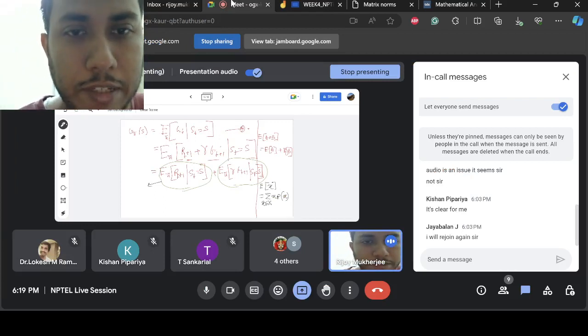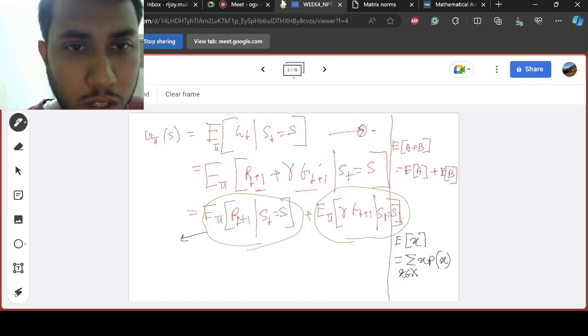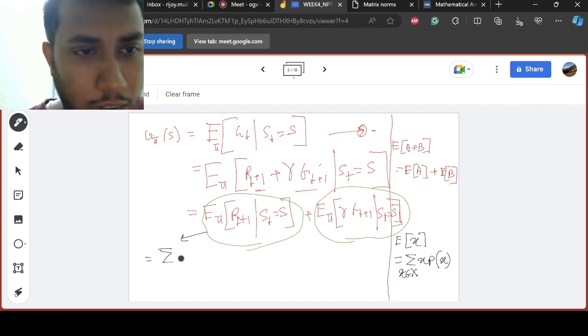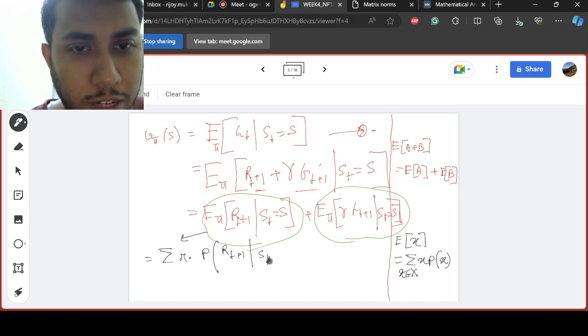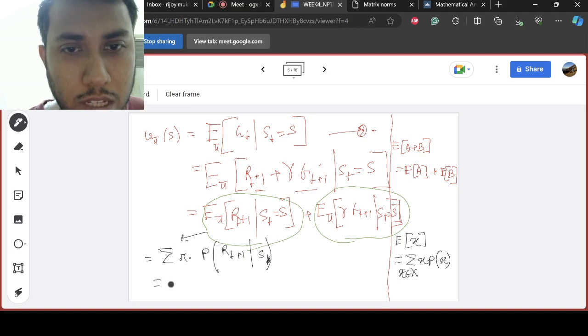Similarly, we will do the same here. So this can be written as the expectation of this term, that is the r, into the probability of r t plus 1 given s. So let's write it down like this. Okay, so this will be the simplified form. Now let's expand this.